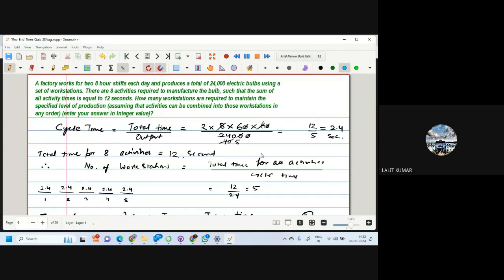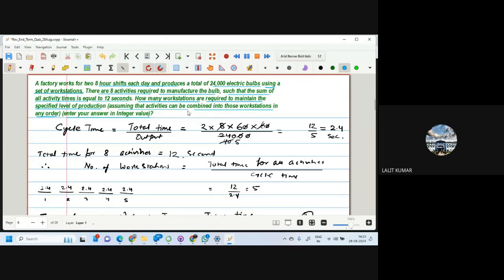A factory works for 2 8-hour shifts each day and produces a total of 24,000 electric bulbs using a set of workstations. There are 8 activities required to manufacture the bulb, such that the sum of all activity times is 12 seconds. How many workstations are required to maintain the specified level of production, assuming that activities can be combined into those workstations in any order? Enter your answer in the integer value.